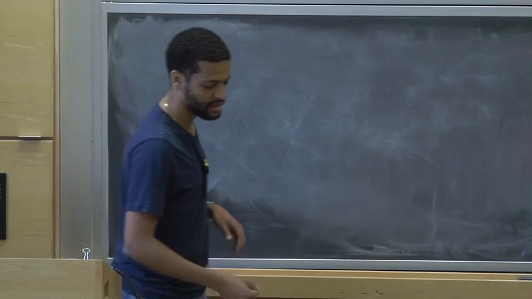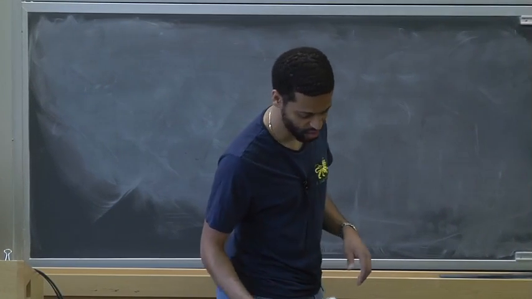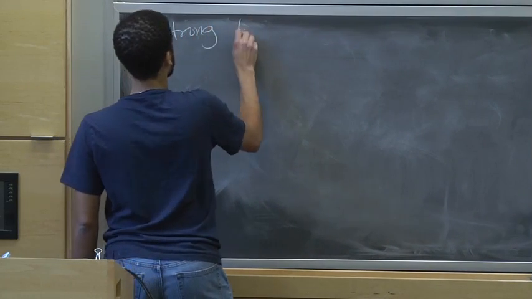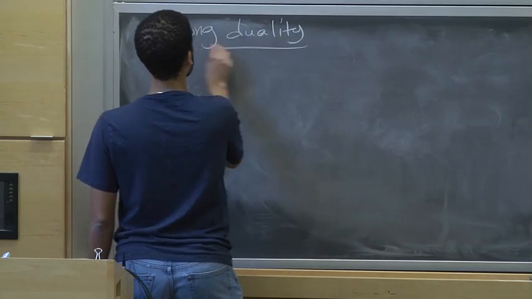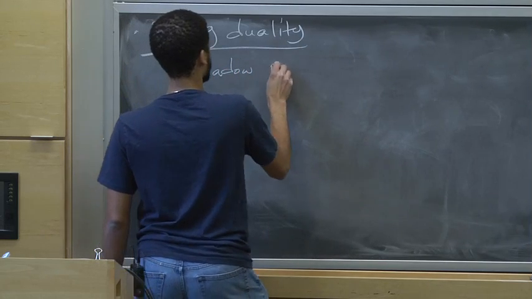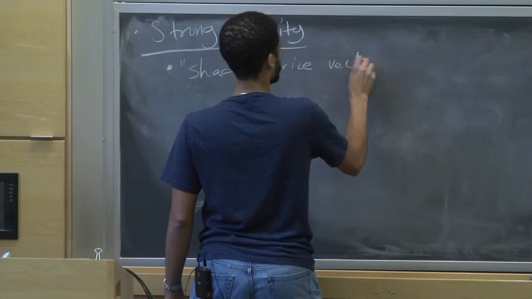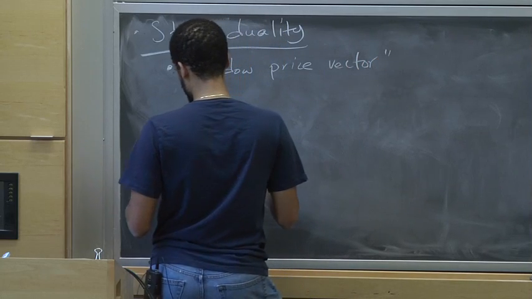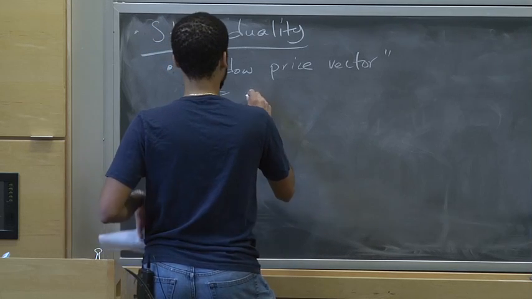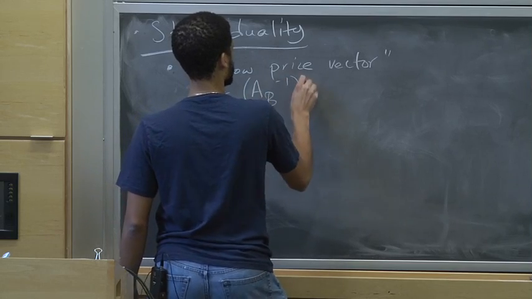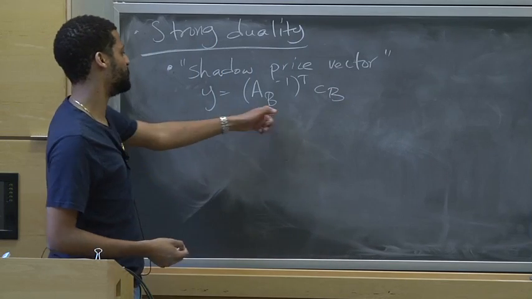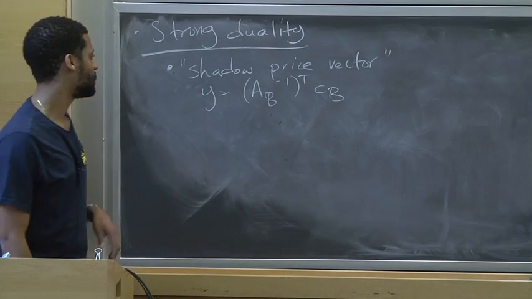Okay. So to get it out of the simplex algorithm, I want to define what's called the shadow price vector. Let me call it y, which is A_B inverse transpose c_B. As I iterate in simplex, B changes and the shadow price vector changes.